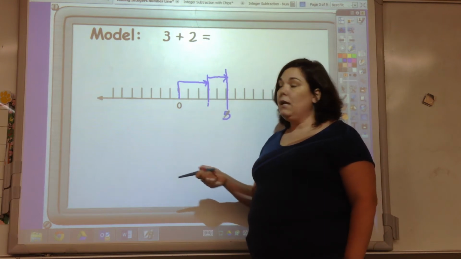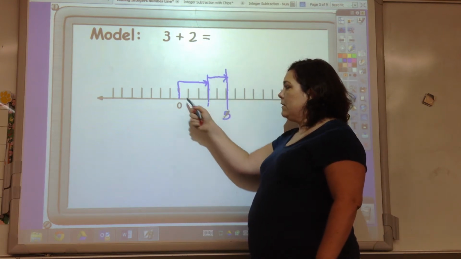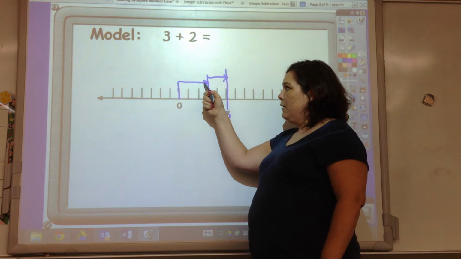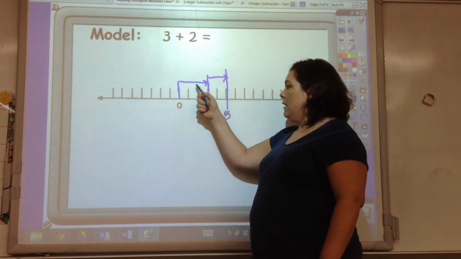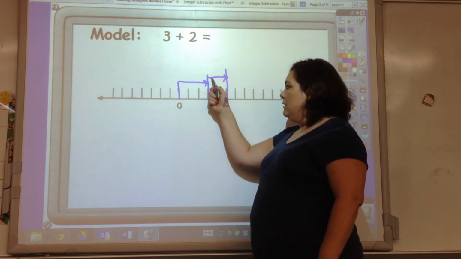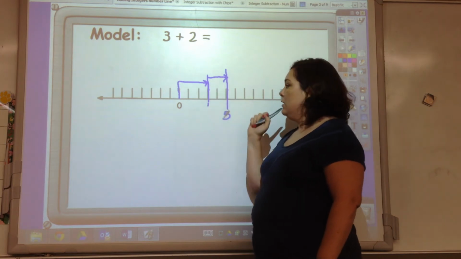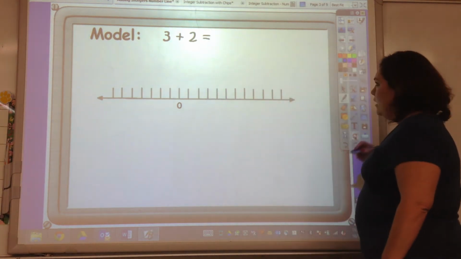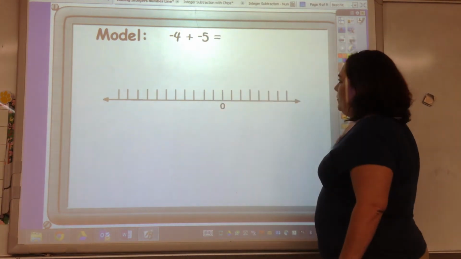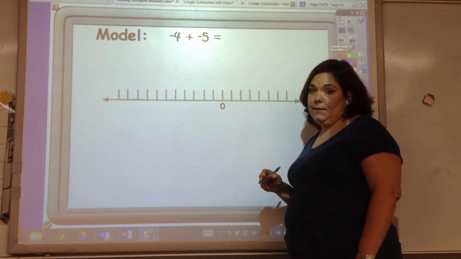We don't need a number line to tell us that, but this gives you an idea of what it looks like. This is the first number that is given in the sentence. And then this is the second number, and we're adding to it. Now, let's get to where we are working with negatives.